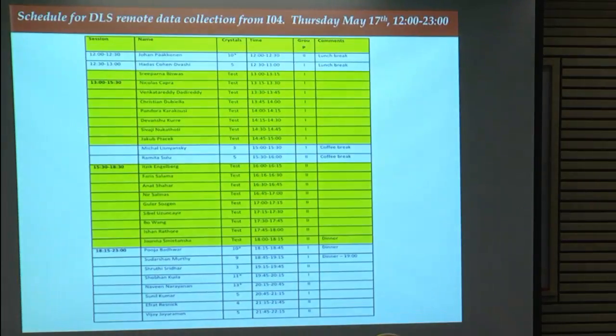For DLS, the same idea. When one group is collecting data, even one person, the whole group is together with them in the same room. The other group are still going to process data, either from ESRF or practice DIALS and CCP4 and so on. So it's the same idea. You have the schedule here. If you have questions, you are more than welcome to ask.